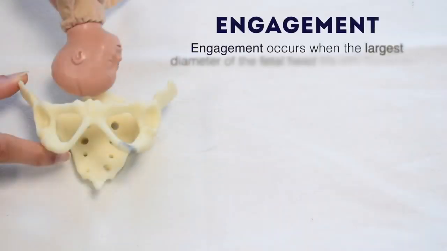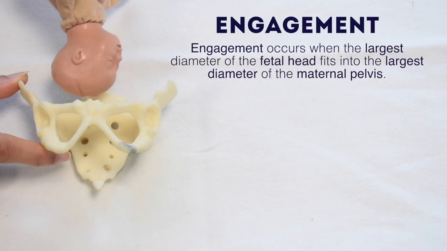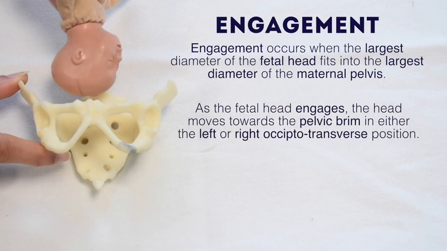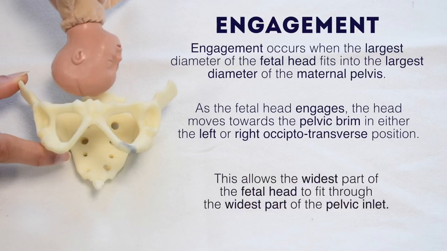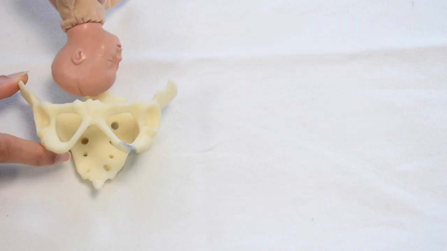Engagement. Engagement is when the largest diameter of the fetal head fits into the largest diameter of the maternal pelvis. As the fetal head engages, the head moves towards the pelvic brim in either the left or right occipito-transverse position, so the widest part of the head fits through the widest part of the pelvic inlet.